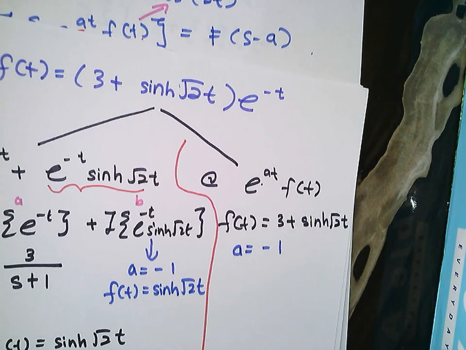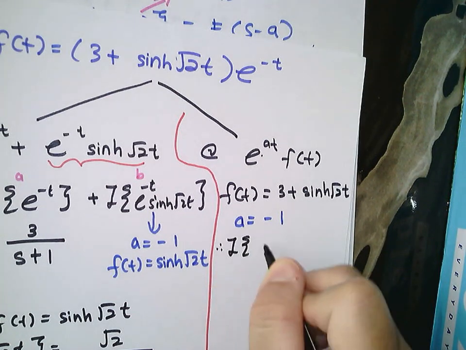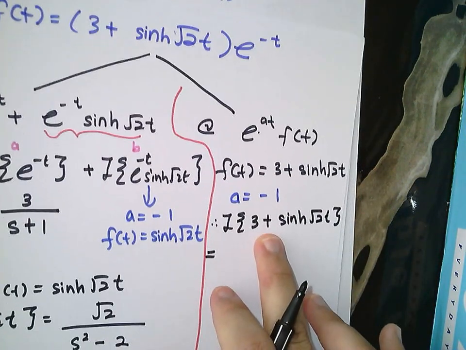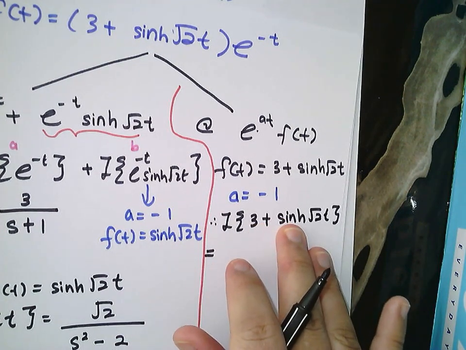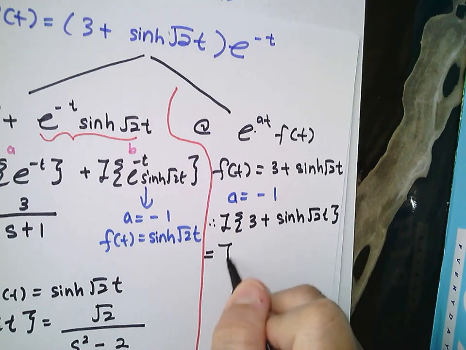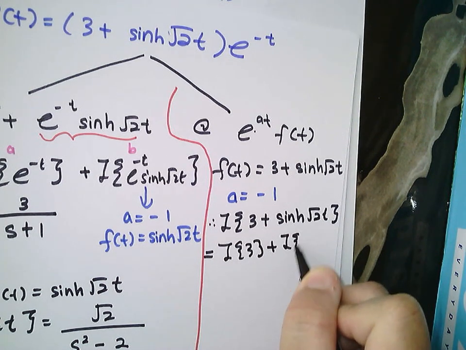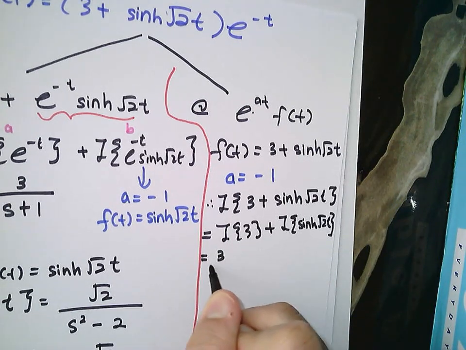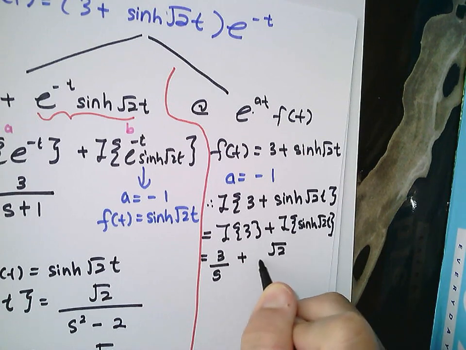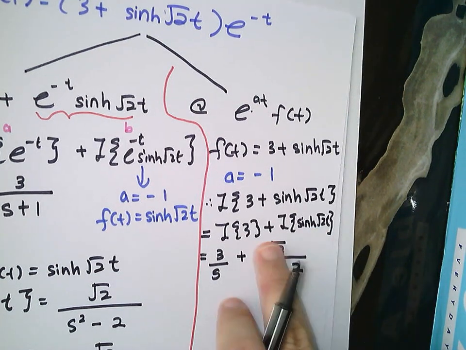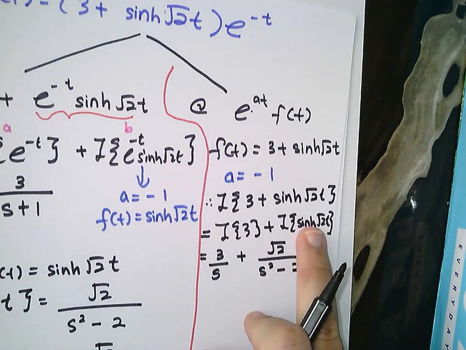So what you need to do first is to get the Laplace of this one. Okay, so therefore your Laplace of 3 plus sinh(√2 t) is equal to, as you can see here, you have an addition of two functions. So you need to apply linearity properties. So basically what you need to find is Laplace of 3 plus Laplace of sinh(√2 t), which is equal to 3 over s plus √2 over s squared minus 2, because your a is equal to √2, so a squared is equal to 2. Why minus here? Because this is a hyperbolic function.